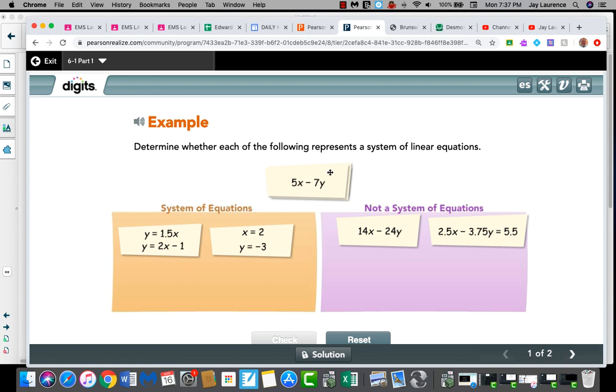All right, 5x minus 7y, no equation, so therefore it can't be a system of equations. 2x plus 3y equals 6, it's an equation, but it's not a system. There's only one of them.